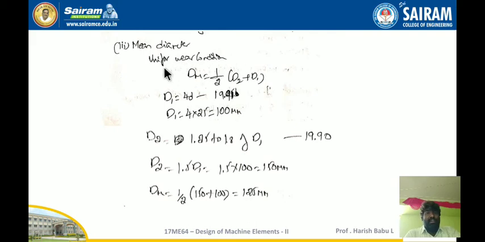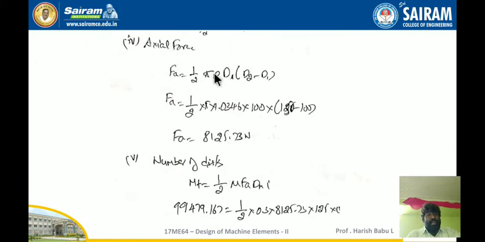So mean diameter, consider the wear condition. So dm is equal to half of d2 plus d1. So d1 again I am going to take as 4d. So I am going to take d1 equals 4 into 25, that is 100 mm. And one more equation is given, d2 I can assume as 1.25 to 1.8 of d1, that is 19.90. So I am going to assume d2 as 1.5 d1, so I am going to get 1.5 into 100 as 150 mm. So dm is equal to half of 150 plus 100, so 125 mm. So for the axial force again, d2 and d1 are already known, so substitute the values. So I am going to get FA as 8125.73 newtons.